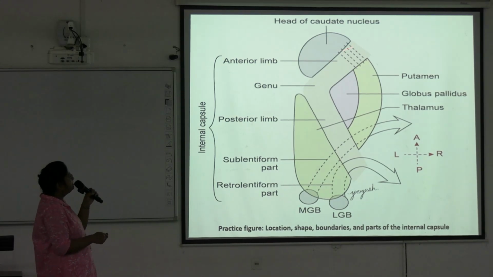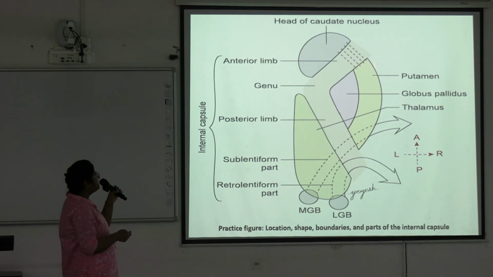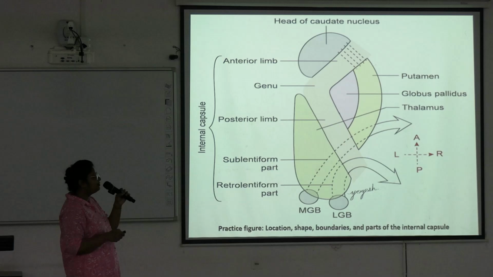This is the anterior limb of the internal capsule. This bending part is the genu. This is the posterior limb. Here is the sublentiform part and here is the retrolentiform part. The caudate nucleus and the thalamus lie medial to the internal capsule, and laterally lies the lentiform nucleus. The lentiform nucleus consists of the globus pallidus medially and putamen laterally. Understood?